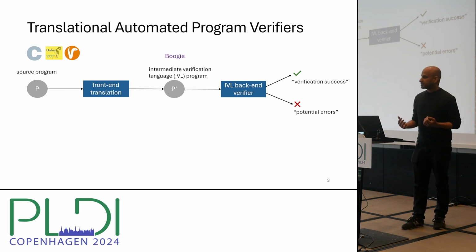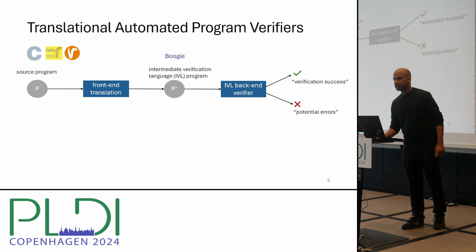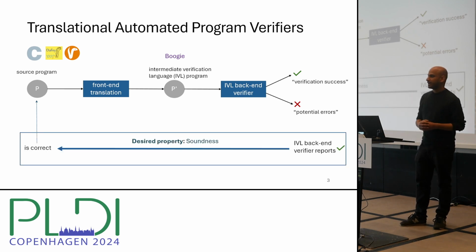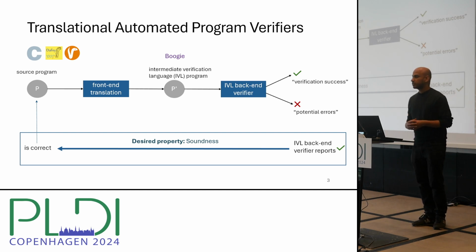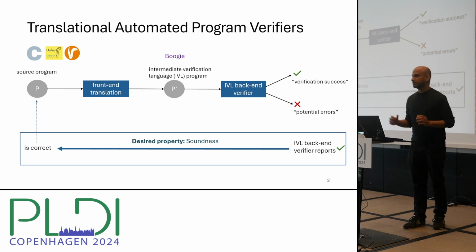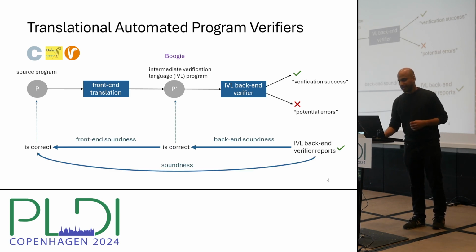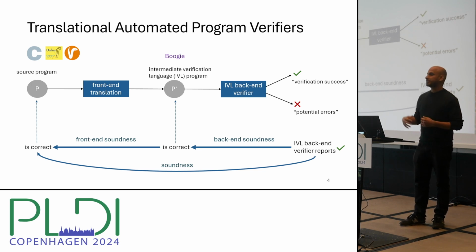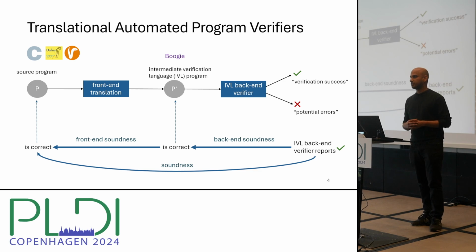So for verification results to be meaningful in this setup, it is crucial that soundness holds. That means whenever the IVL backend verifier reports success, then the input source program should indeed be correct. Because the front-end translation and the IVL backend verifier work very differently, it is natural to split the soundness property into 2 parts, namely the front-end soundness and the backend soundness. If you establish both, then you get the desired soundness property.